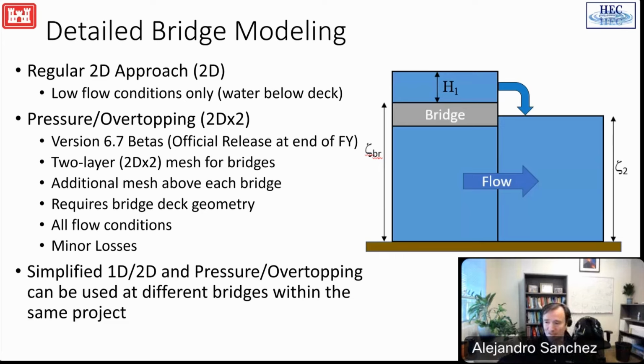And also the scale that we're modeling, the cell size. And so we have a way of introducing additional losses in the model. And the other approach doesn't have this, right? The simplified 1D, 2D approach doesn't have this. You can combine these, where a part of your domain will be simplified 1D, 2D, and another part of the domain is pressure overtopping. I don't see that as being super common, but you can do that.